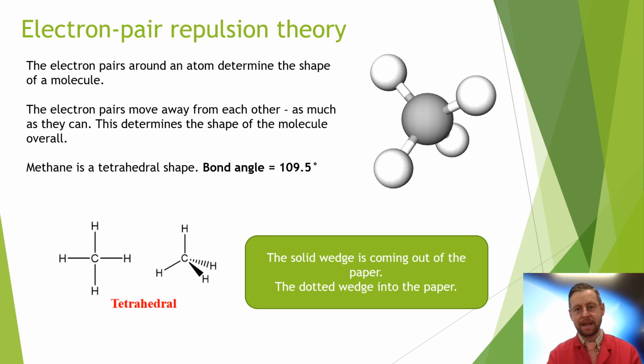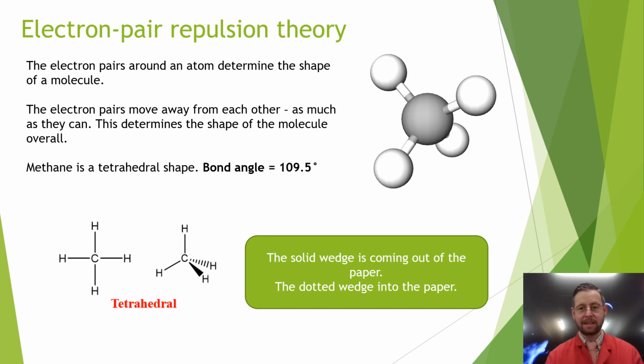For something like methane, which has 4 bonds, it separates those 4 bonds as widely as it can. In fact, the bond angle for this tetrahedral shape is 109.5 degrees. Simply, in 3 dimensions, 4 things can't get further apart from each other.